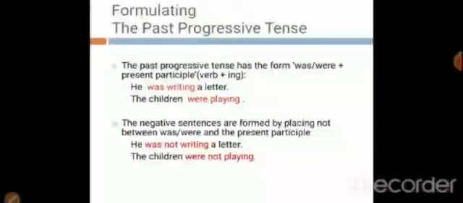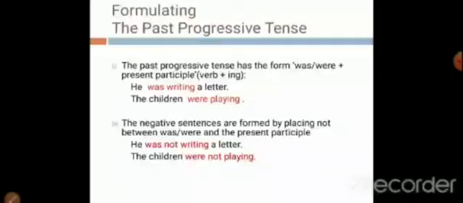He was writing a letter. The children were playing. Now in the first sentence, he is the subject. In the second, children. He is singular, children plural. So we are writing was writing, and second we are using were playing. Writing, write plus ing. Playing, play plus ing. So was or were and present participle. This is how past progressive tense is formed.